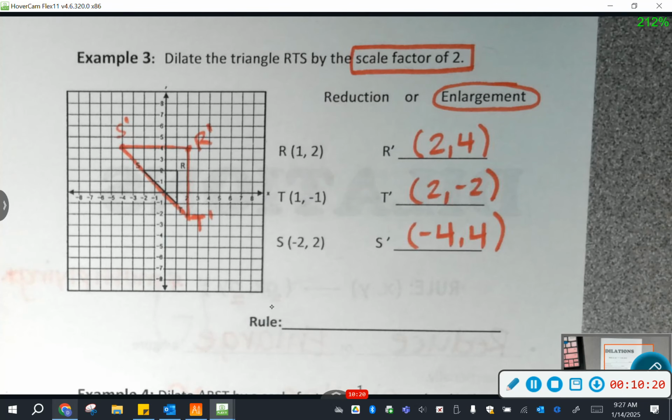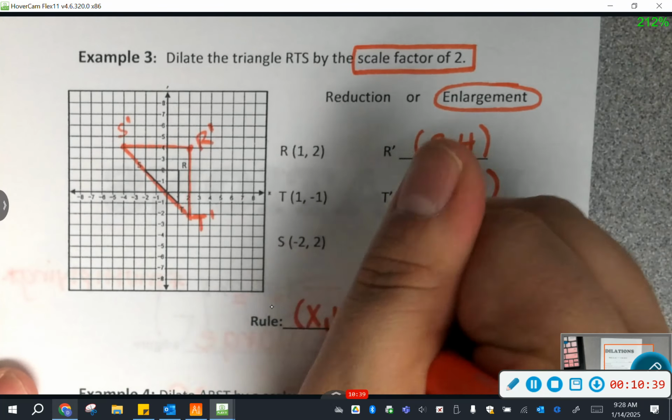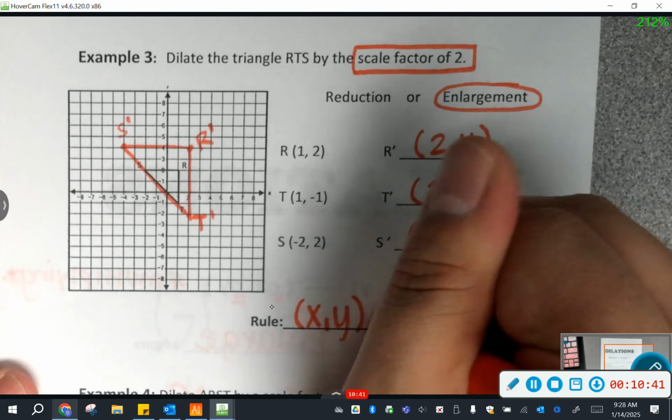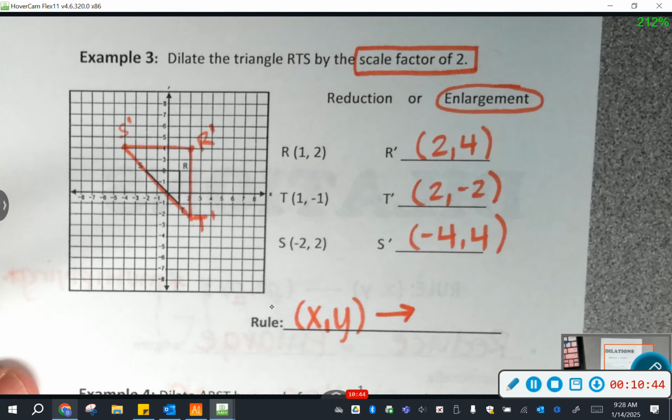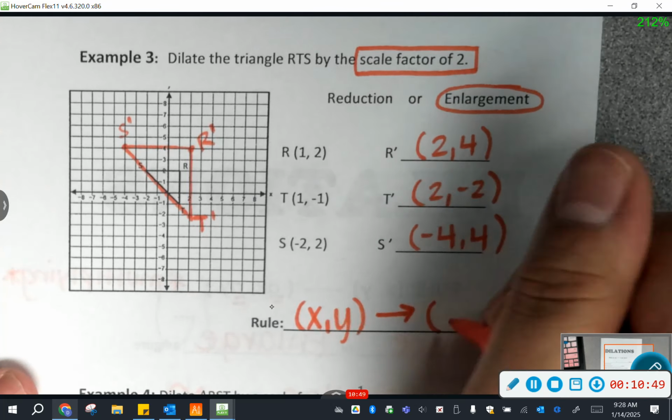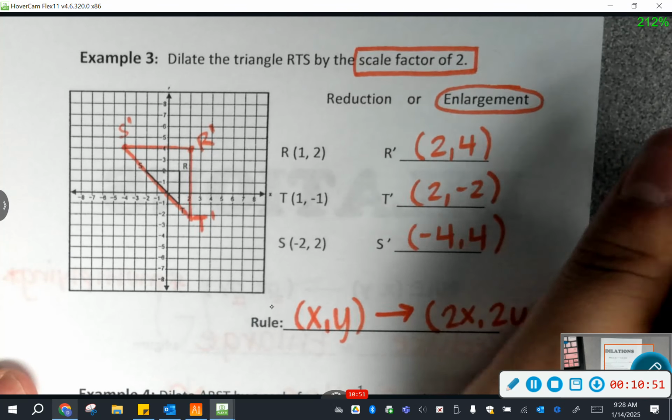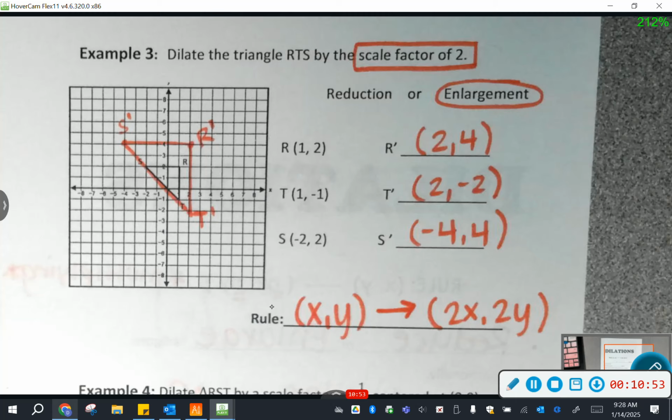Did the triangle in fact enlarge? Yeah. By how much? 2. It doubled. What does a rule always start off with? X, Y. And what's gonna, with the arrow, and what's gonna happen here? What did we do to X and Y? So what do I write? 2X, 2Y. And that's your rule.